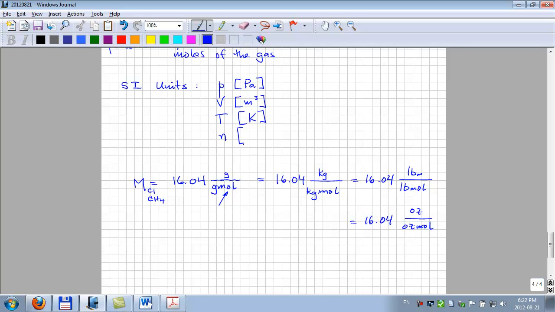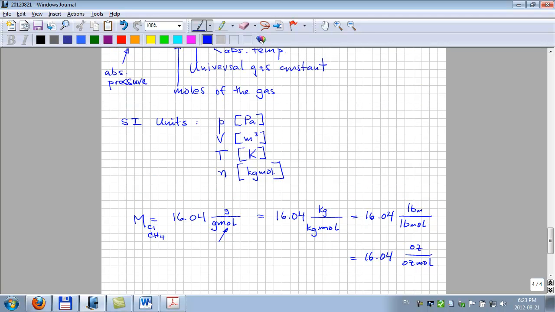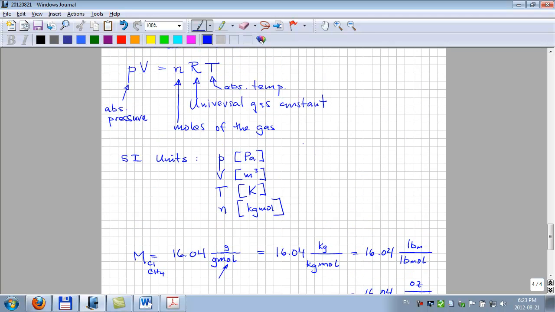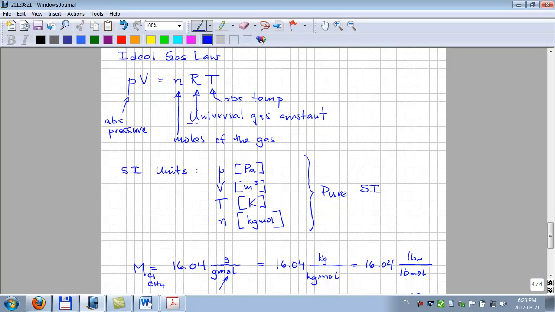So what I'm going to do here, the SI unit for mass is kg, so this is going to be kg mole. This is pure SI. Now the question: what is the value of R, the universal gas constant, for this set of units?